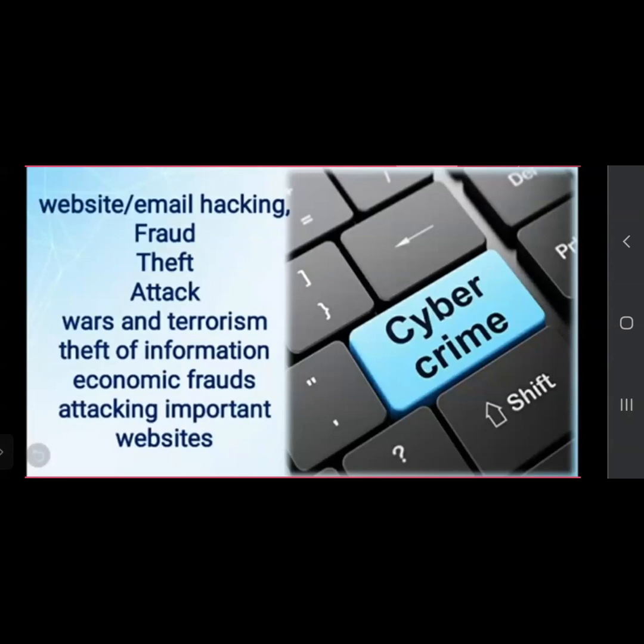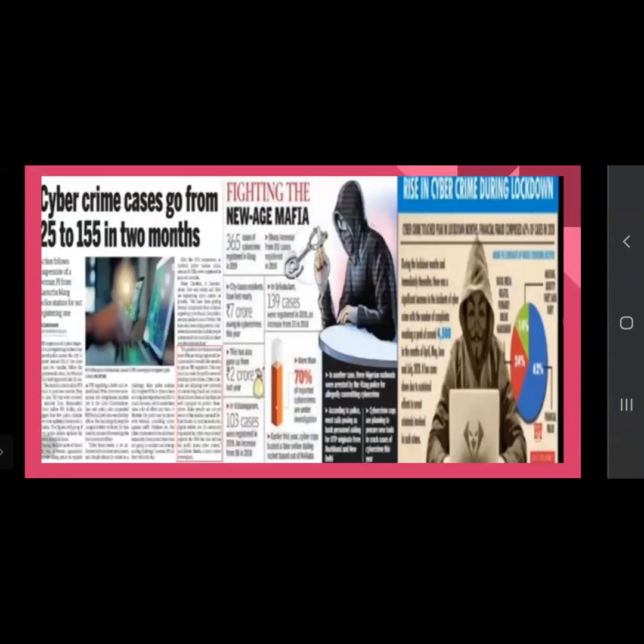So all this is the disadvantages of the internet, which is given the name cyber crime. You can see this is the picture of the newspaper. Cybercrime cases go from 25 to 155 in 2 months. See, cybercrime has increased so much, from 25 to 155 in just 2 months. So many crimes have happened related to cybercrime.